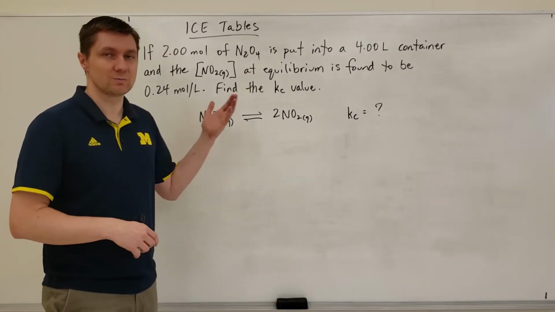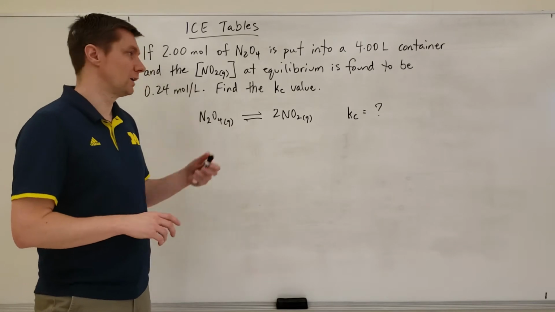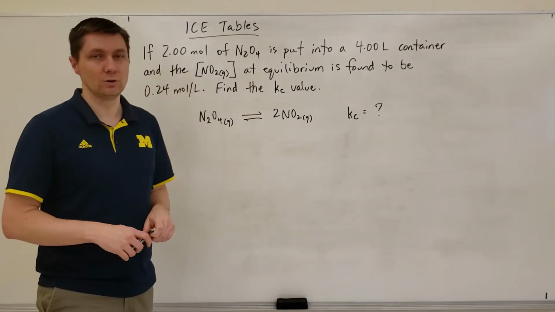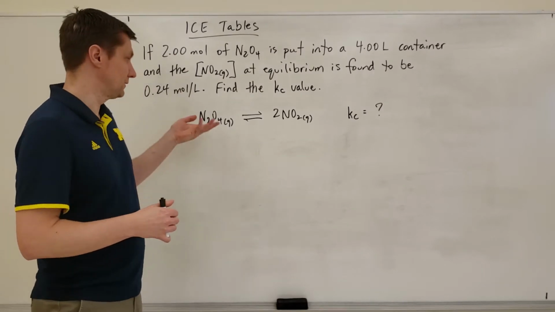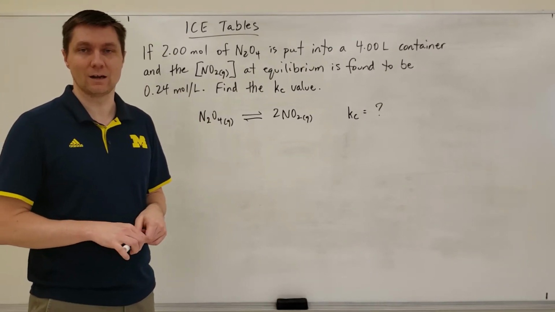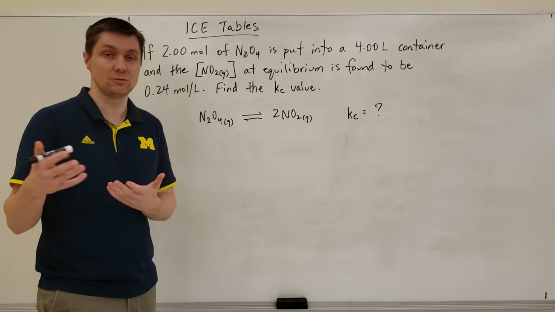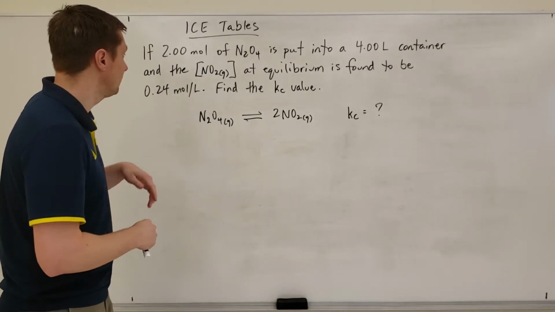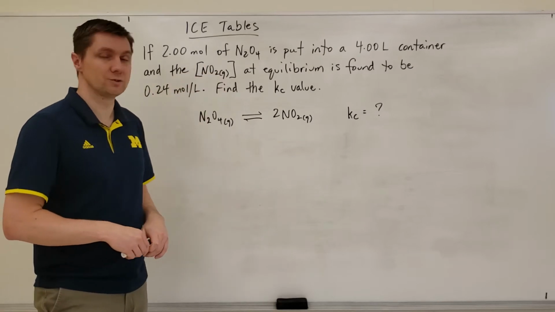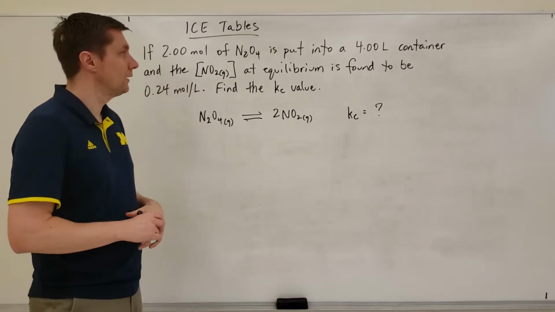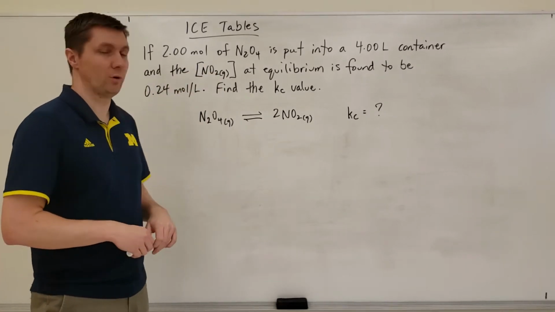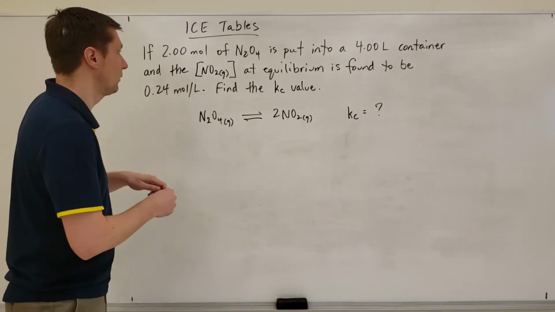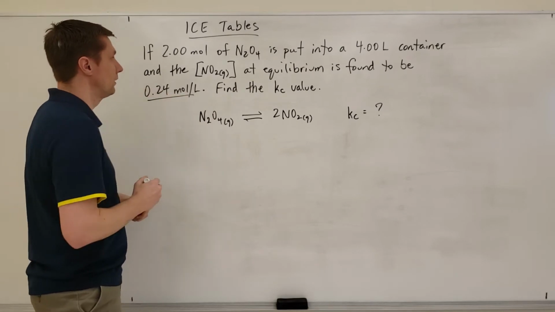So if you take a look at this problem here, what we've got is this balanced chemical equation, and it says that we're putting 2 moles of this N2O4 gas, this dinitrogen tetraoxide gas, into a container that's 4 liters in volume. And it gives us the equilibrium concentration of NO2 gas, and it tells us that it's 0.24 moles per liter.